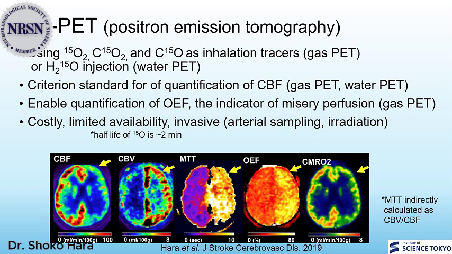Among these, the most important parameter is OEF, an indicator of misery perfusion, which I will explain from now. Although this is the most classical and reliable examination, it is expensive, not widely accessible, and highly invasive, requiring arterial sampling and exposure to radiation.